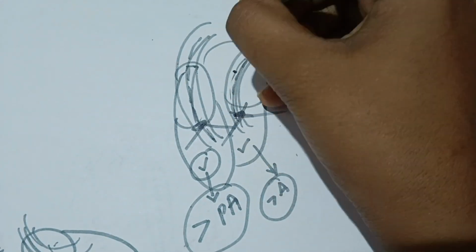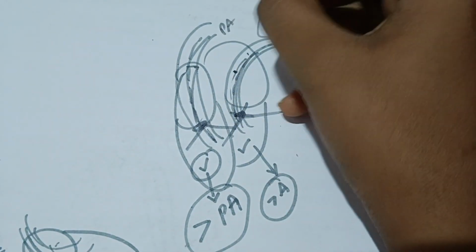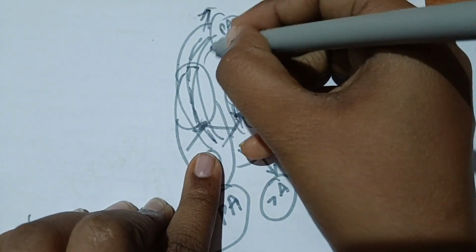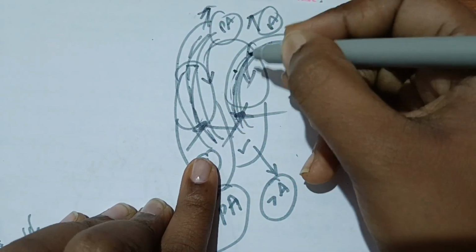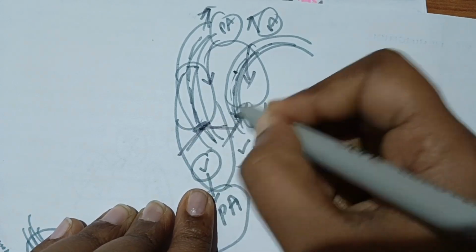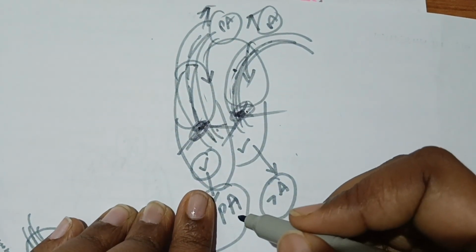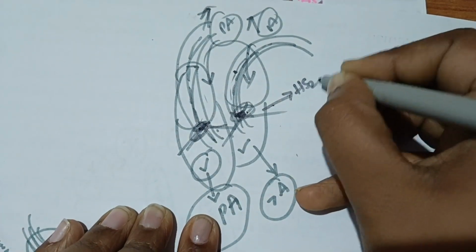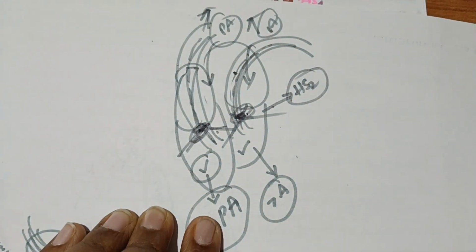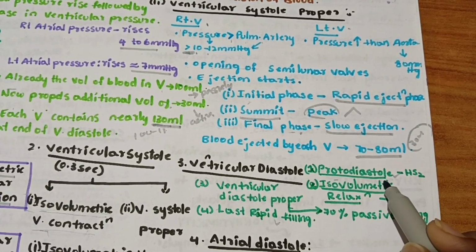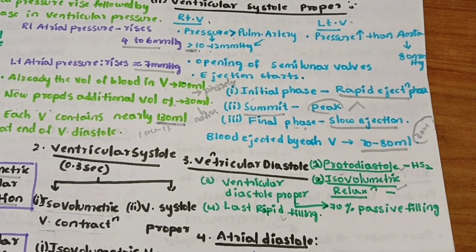So, the pressure in the pulmonary artery and aorta is increased, right? So there is a chance of blood flowing back. Backflow. So again the semilunar valves are closed in order to prevent backflow into the ventricles. Here we get the second heart sound. That is called the protodiastole phase.